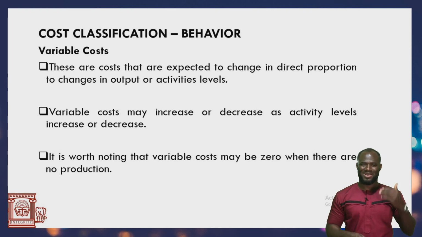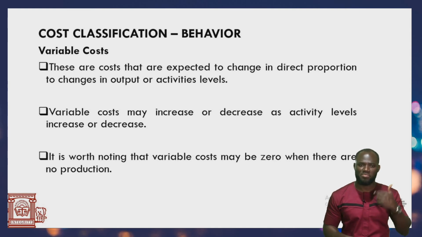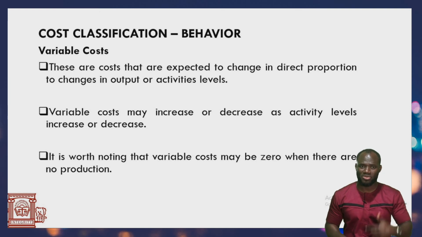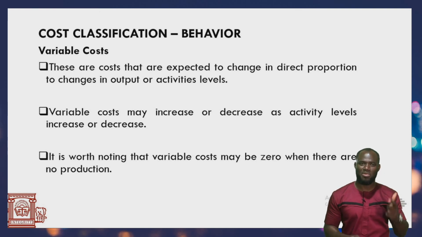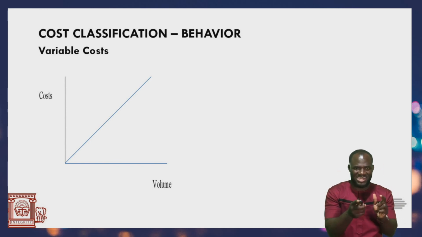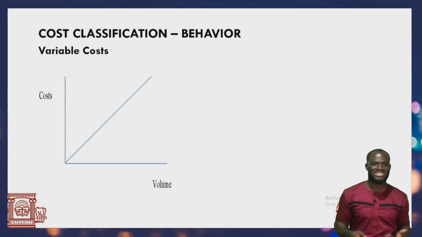So variable costs are costs that are expected to change in direct proportion to changes in output or activity levels. And you must note that when an organization is not producing, when production levels are zero, variable costs are equally zero. So variable costs will always start when production starts. When production stops, variable costs also stop, all things being equal. So that's the curve, the chart representing variable cost.